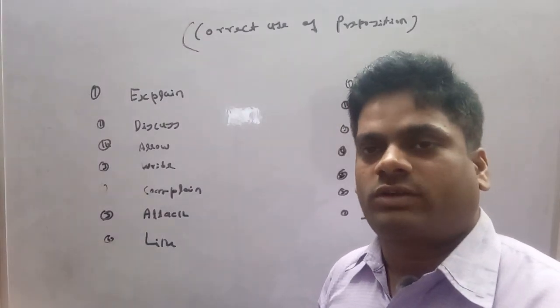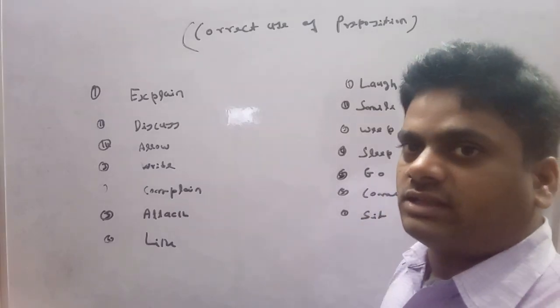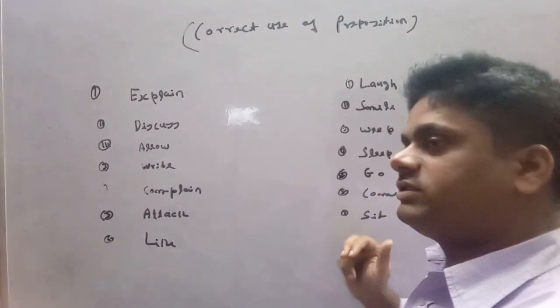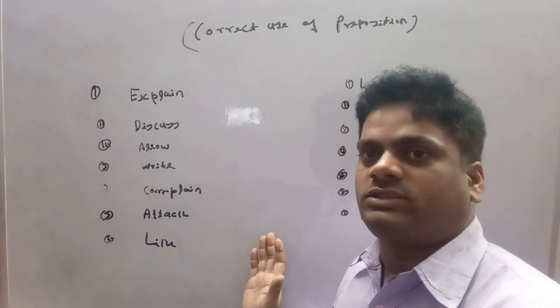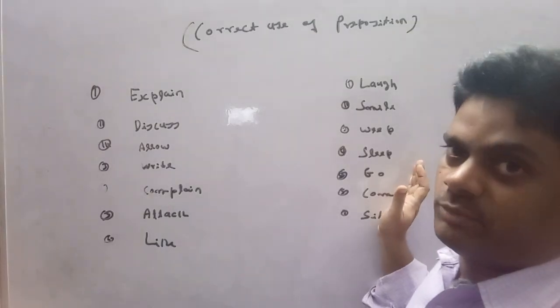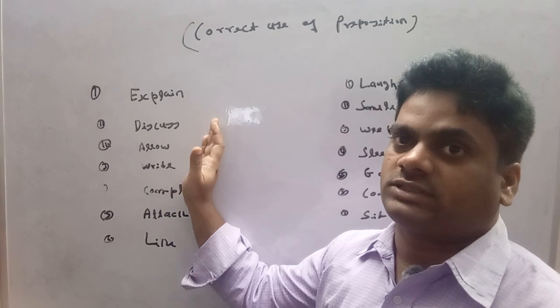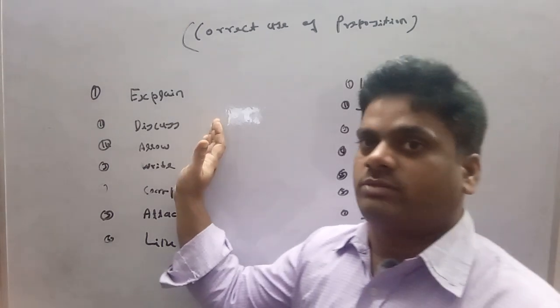It does not require any type of object. Weep, intransitive verb. Sleep, intransitive verb. Go, intransitive verb. Come, sit, all these are intransitive verbs. These verbs would require a preposition, but these verbs do not require any type of preposition in a sentence. They would require only an object just in order to express their meaning clearly.